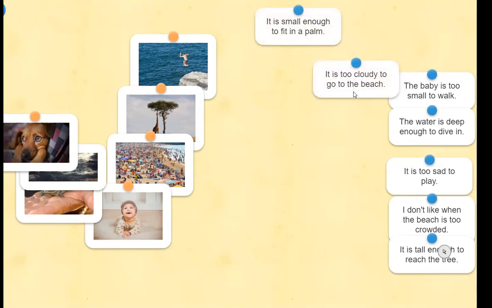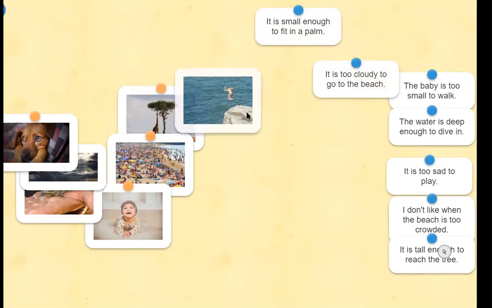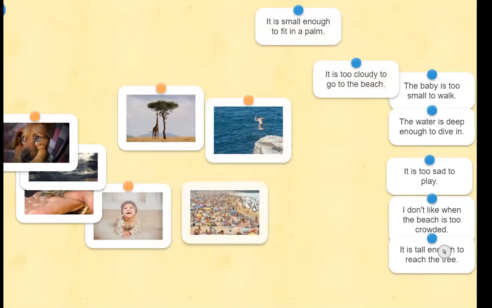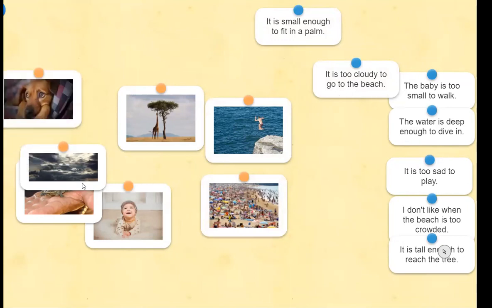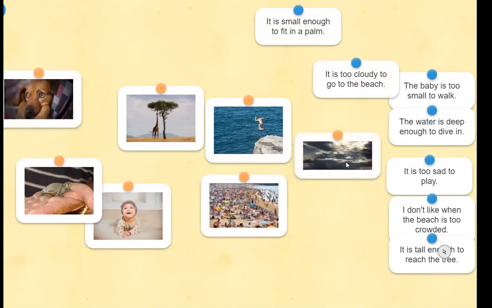It's too cloudy to go to the beach. Which one? Look here, what's this? It's cloud. Can you go to the sea now? We can't go to the sea because it's too cloudy. Okay, Salman? Read this, Salman, read this.